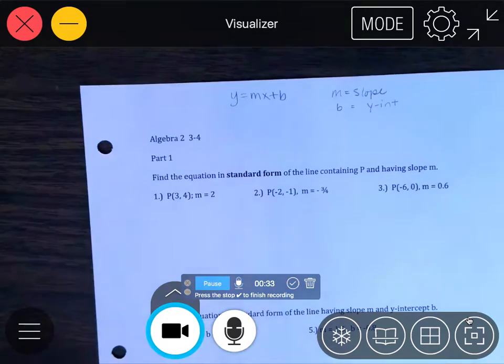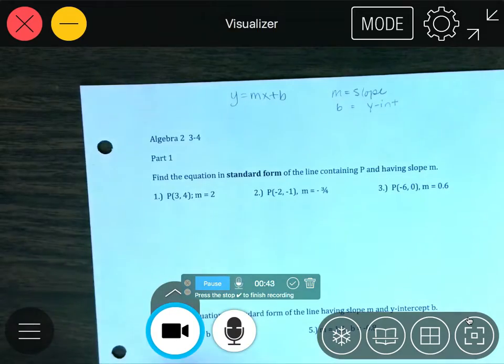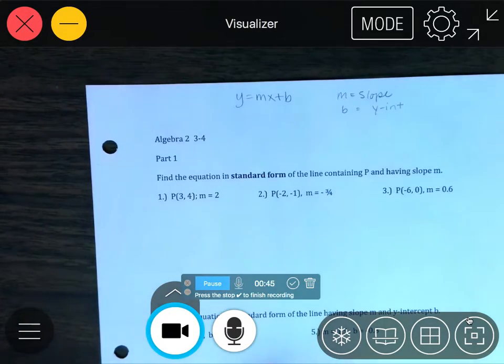So if they give you your slope, if they give you your y-intercept, then you can come up with your equation, and they're always going to ask for you to write it in standard form. So we'll run into that equation down here in 4 and 5.